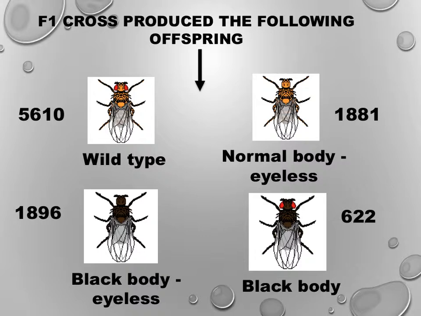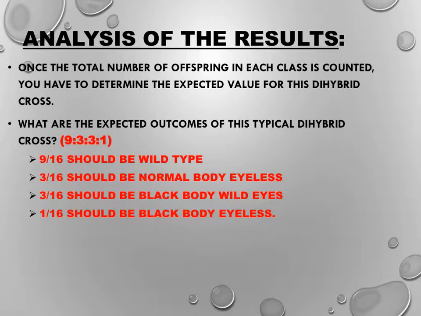So notice the numbers. We have 5610 flies that are wild type, 1881 flies that are normal and eyeless, 1896 flies that are black-bodied and eyeless, and 622 flies that are black-bodied with normal eyes. All right, so in this one, it's almost like you're working backwards a little bit. You go in first and collect your data. So you've already collected your observed numbers. Those are the numbers we just looked at.